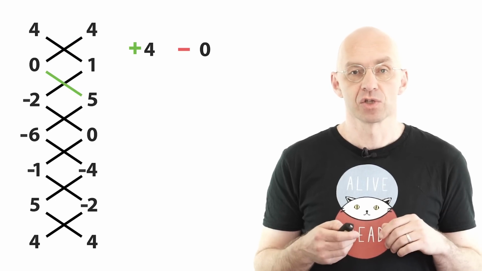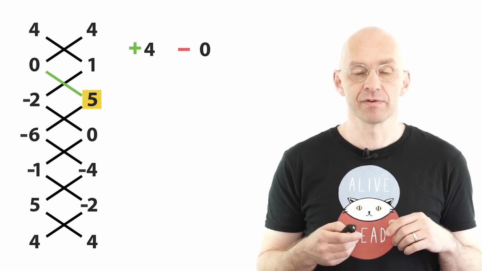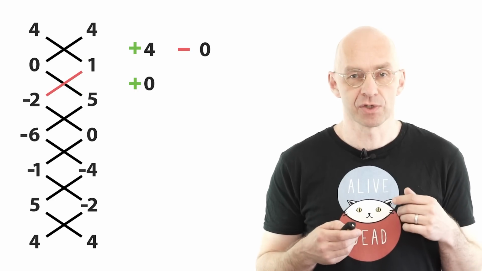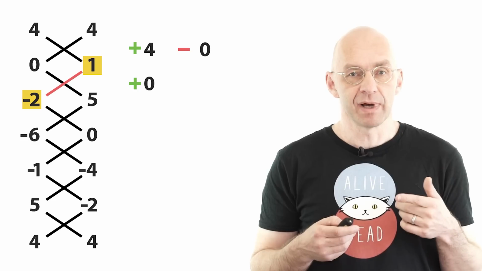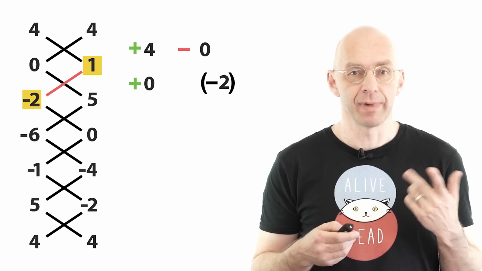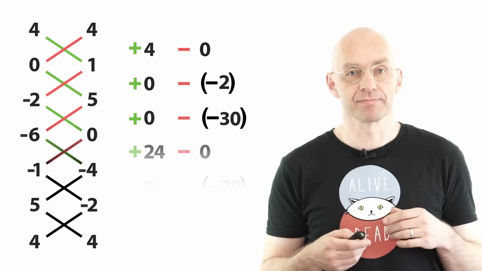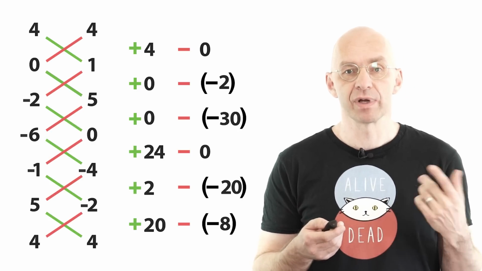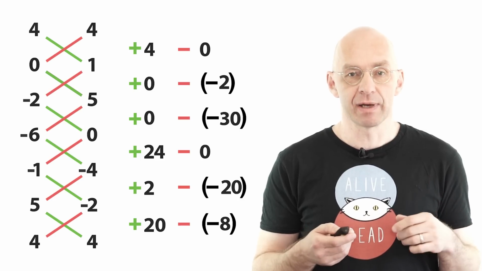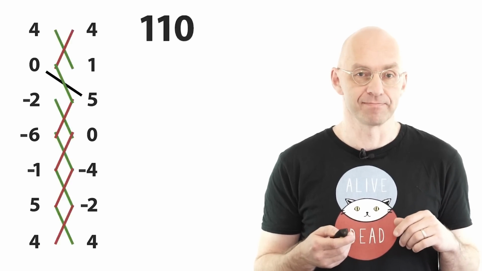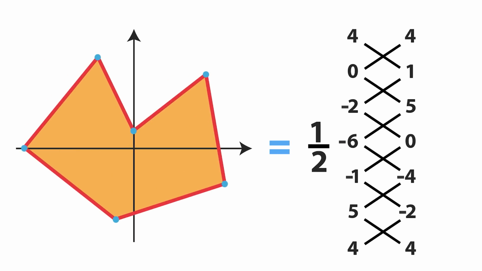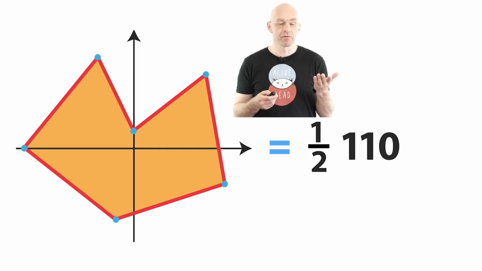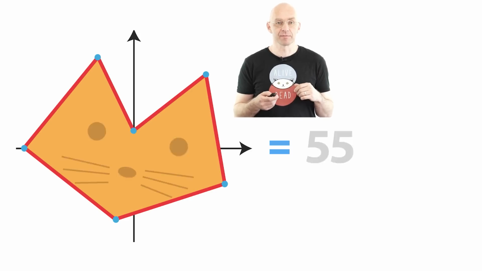Green again. So 0 times 5 equals 0. Red again. We need to calculate minus the product. So 1 times minus 2 equals minus 2, minus that, and so on. So we get two products for every cross, one taken positive and one negative. Now adding up all the numbers gives 110. Okay, almost there. The formula tells us to divide by 2, so half of 110 is 55.